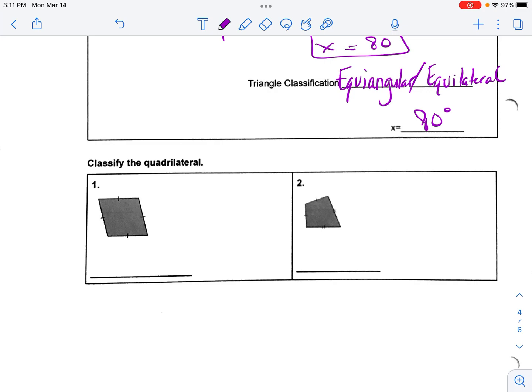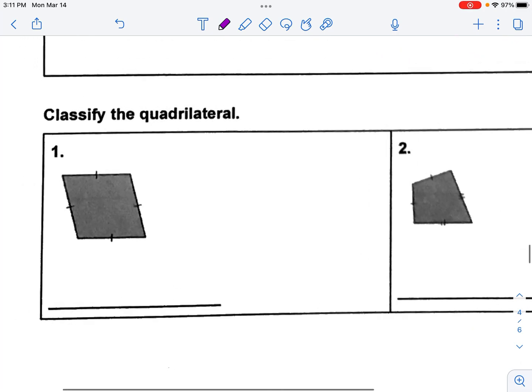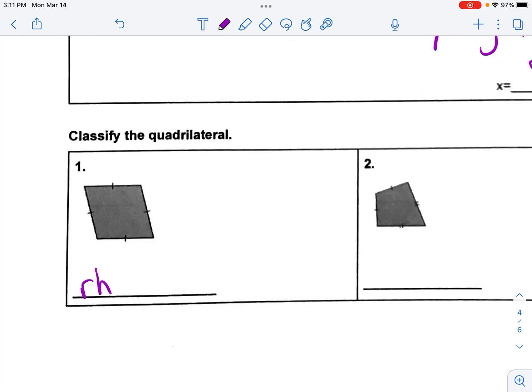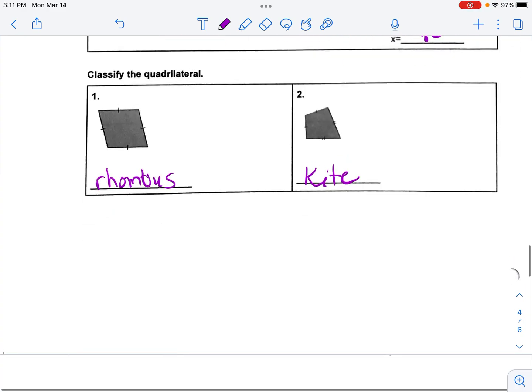Okay, we are going to classify the quadrilateral. Number 1, you should have classified this as a rhombus, and a kite for number 2.